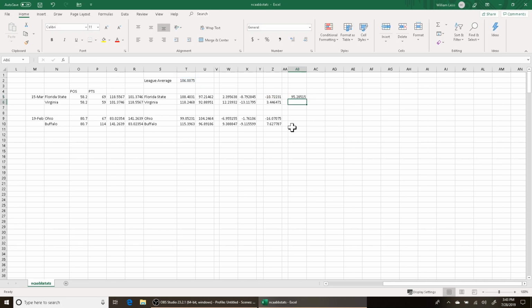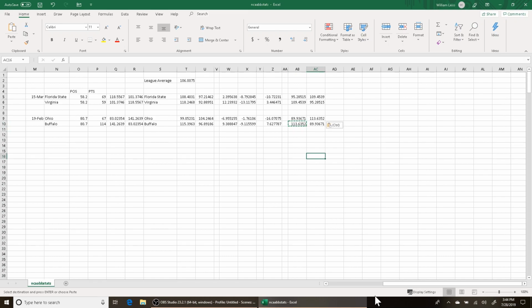And we can expect, based on these stats, if Florida State were to play Virginia again, their expected offensive efficiency for the game would be 95.28515 per 100 possessions. And the same with Virginia, the same with Ohio, and the same with Buffalo. The defensive efficiencies are going to be the flip side, so just put them over here.